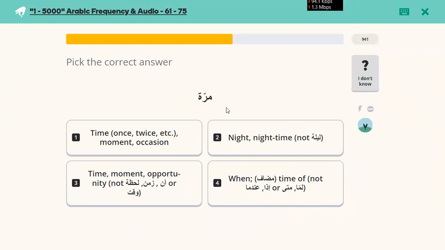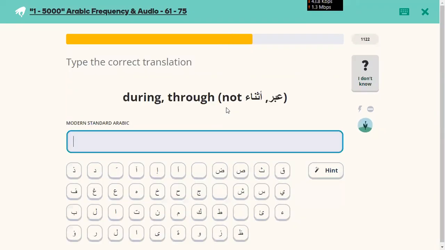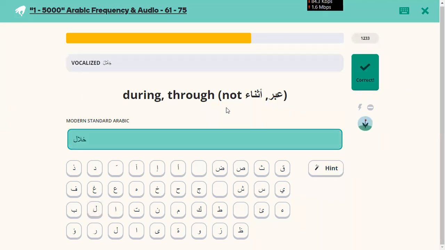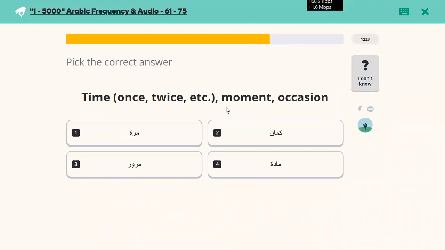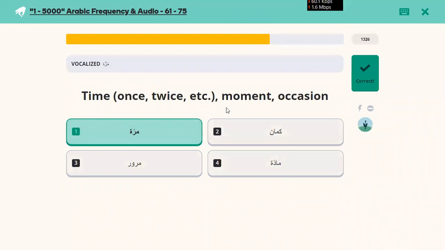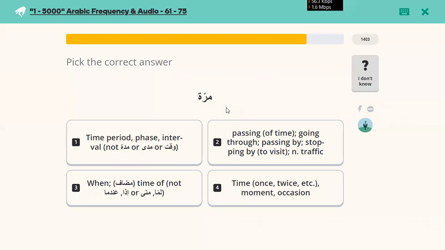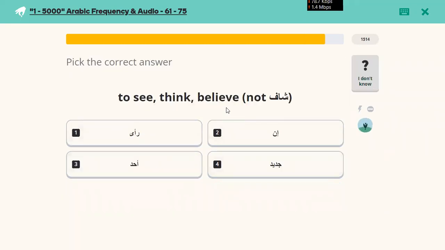Kuwa. Marra. Time. That is one. Marra, marrat, mirar. During, baina? No. Khilal. Spelling. Ha, lam, alif, lam. Khilala. Marra. Marra, marrat, mirar. Ra, si, fourth. Ra, yara. Marra, time, once, twice, etc. Fourth. Marra, marrat, mirar. To see. Ra. Ra, yara.